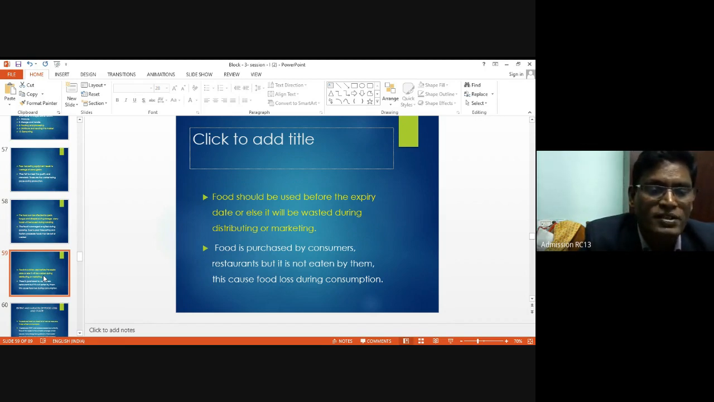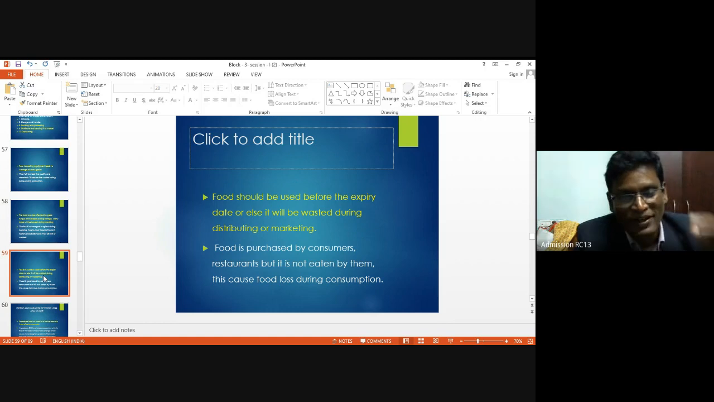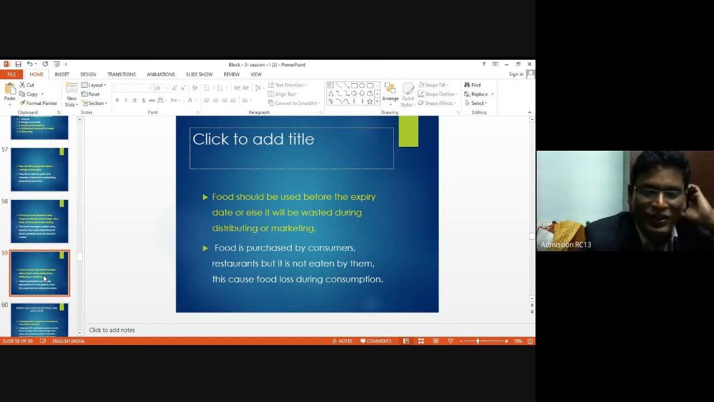And food is purchased by consumers or a restaurant, but it's not eaten by them. It could cause food loss during consumption. Even in restaurants, if you see how much cooked food is wasted wherever functions happen, or in hotels, on a daily basis a large quantity of food is getting wasted. That also accounts for food loss.